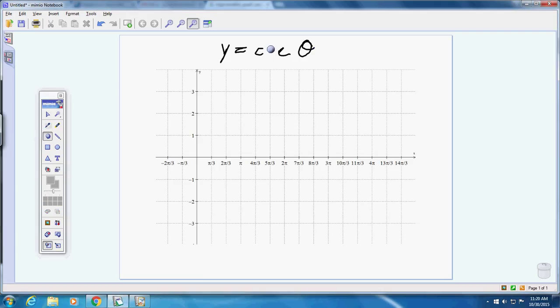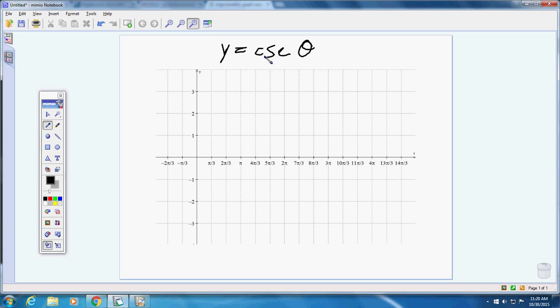Let's erase that and let's make it a little bit prettier. Cosecant theta. Look at how pretty that is. I wonder if I should use the pen next time. Yeah, it comes with a pen, so we'll try it later.